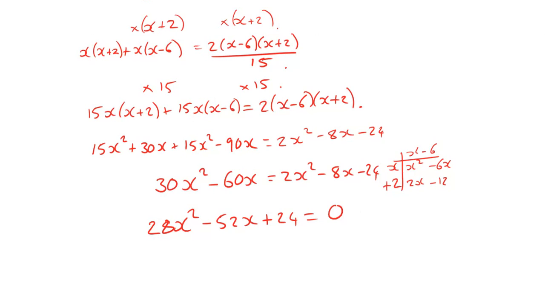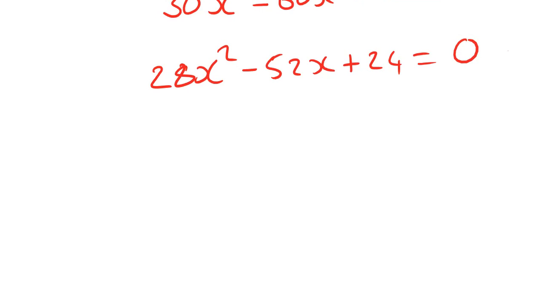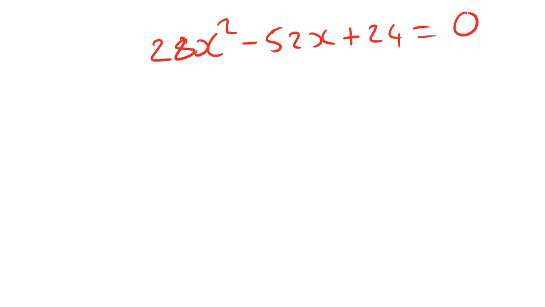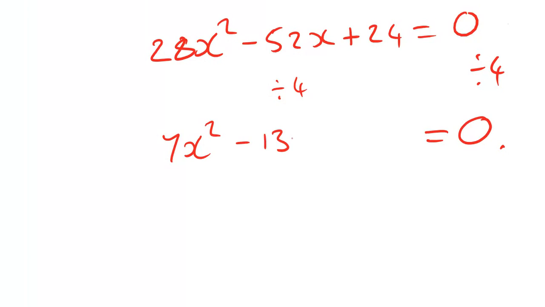Okay, so from here, let's see if we can solve it. So I've noticed already, though, that everything in that expression on the left will divide by 4. So let's divide everything by 4 on both sides. Nice and easy on the right, it's still 0. I'm going to have 7x squared. Now, if I do 52 divided by 4, it's going to be 13. So minus 13x, and I'm going to have a plus 6 there if I do the 24 divided by 4.